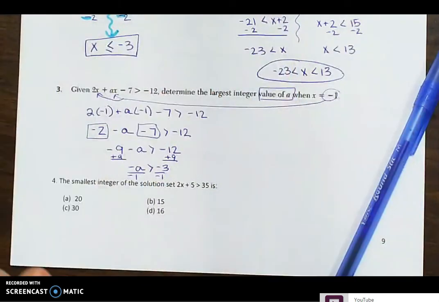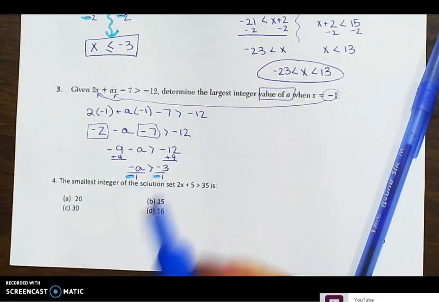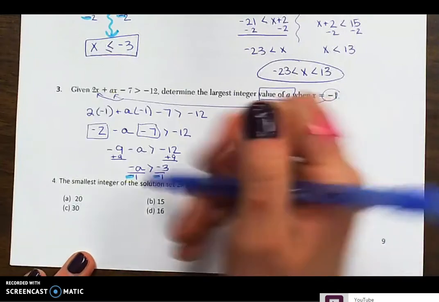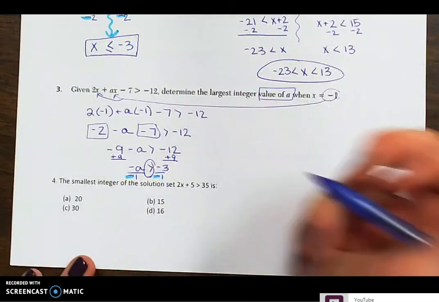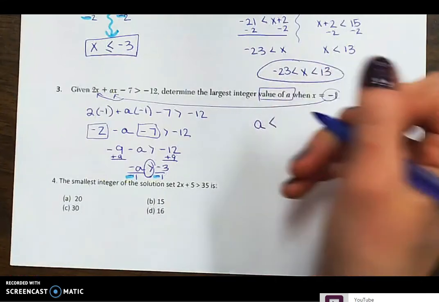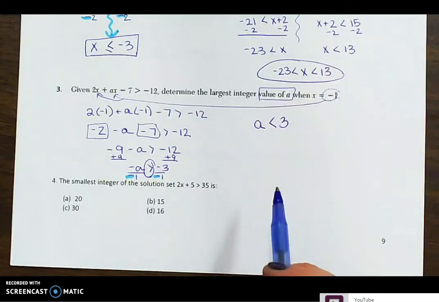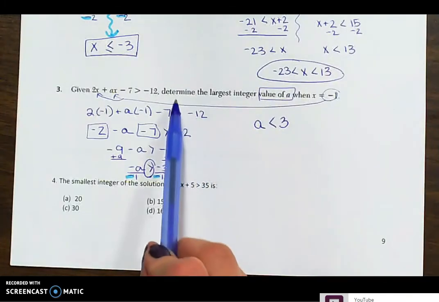Error, error, error. Once again, we're dividing by that negative. So we have to take this inequality symbol and we have to flip it. So now it's going to be a is less than +3.